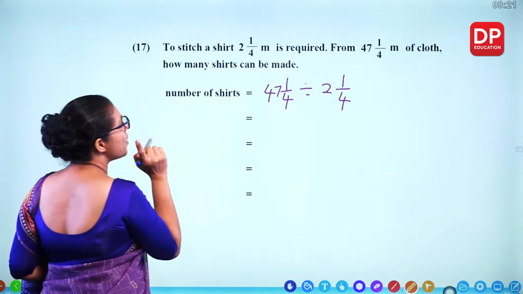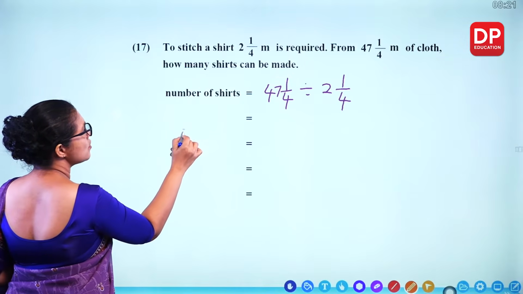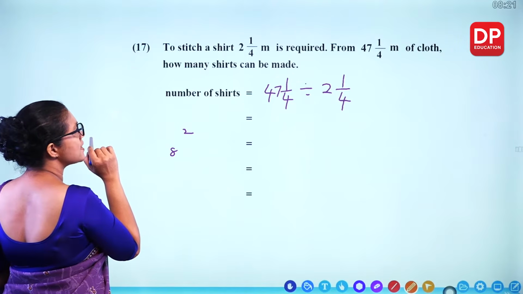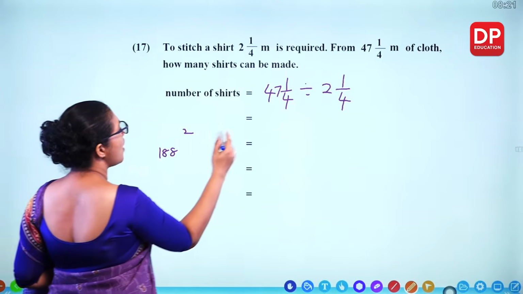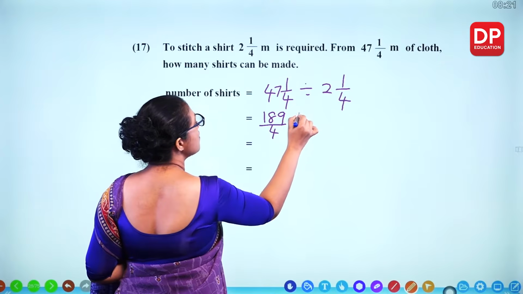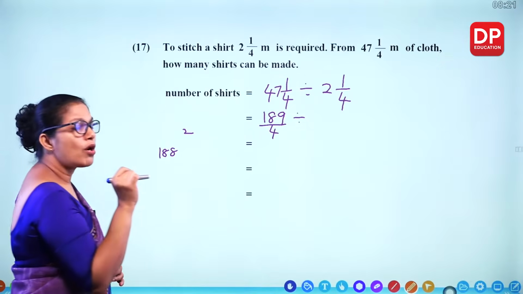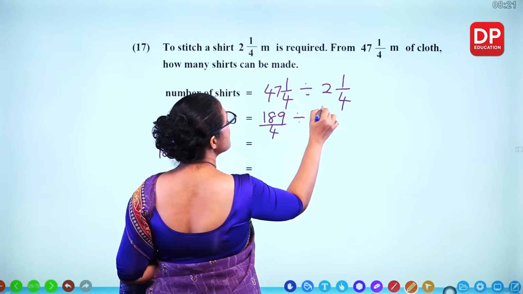Convert to an improper fraction. 4 times 7, 28. 2 remaining. 4 times 4, 16. Plus 2, 18. So 188 plus 1, 189/4. Divide by 2 1/4. Convert to improper fractions. You get 6 plus 1, 7/4.